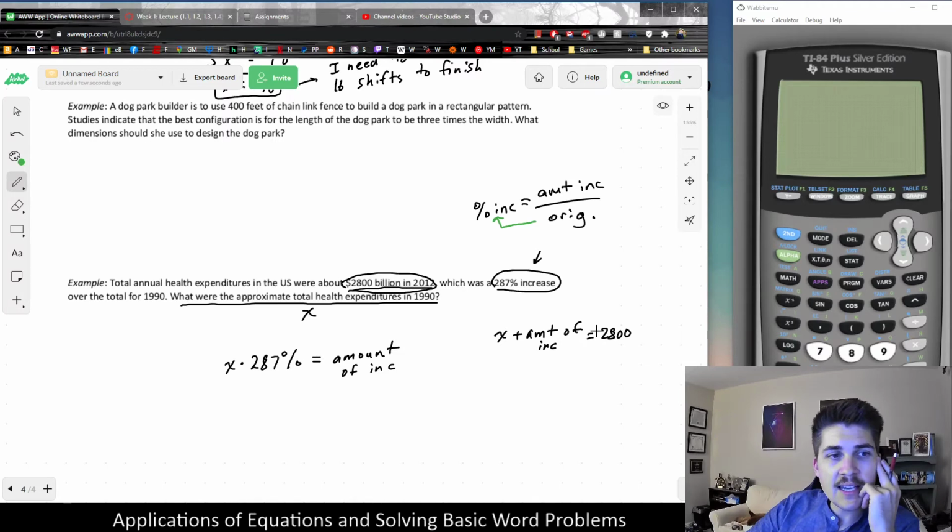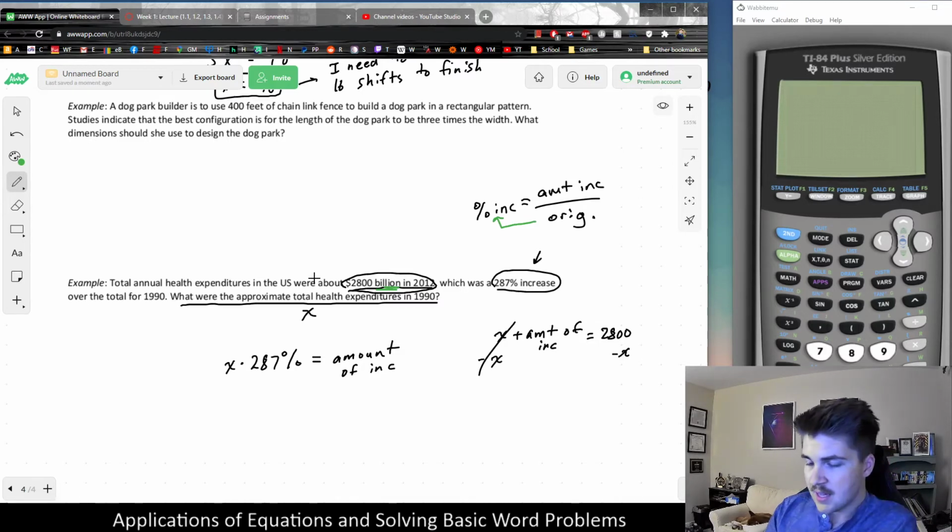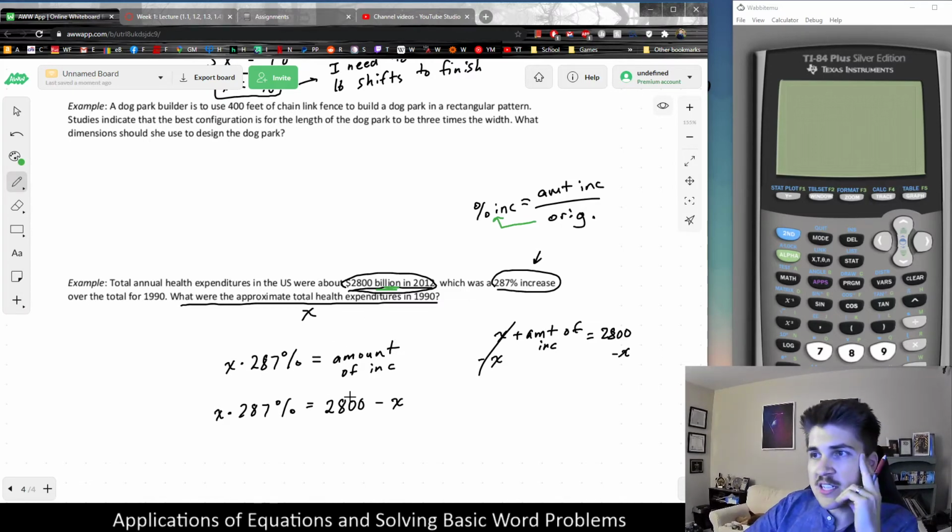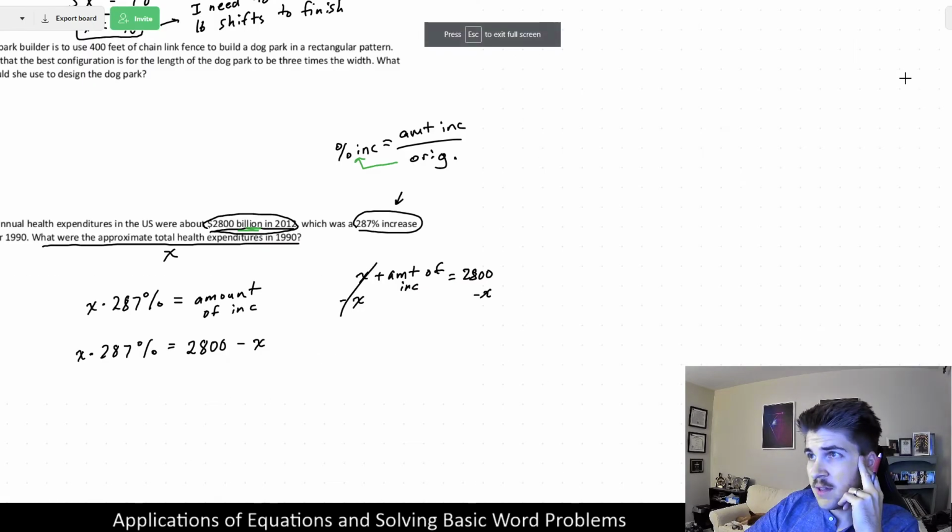Though I could write this as 2.8, which would then be in trillions. It doesn't really matter as long as I remember that there's a particular unit that I'm using in this equation. So I've written a couple equations, and it's looking kind of confusing. But one other thing I could conclude from the second equation is that the amount of increase, if I subtract x from both sides, would just be 2800 minus x. So if I plug that in over here, which is often referred to as the substitution property of equations, it would be equal to 2800 minus x. That's just the difference between the new value and how much it was originally, which is what I'm choosing x to be.